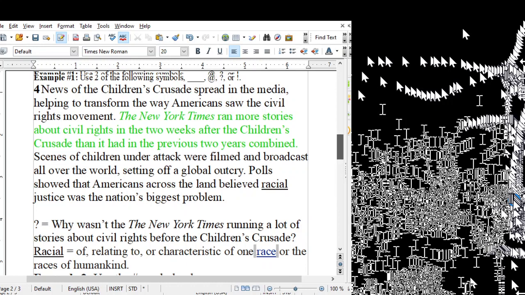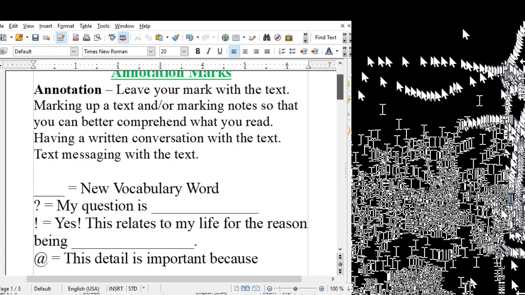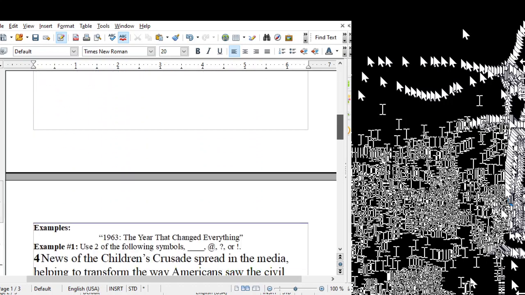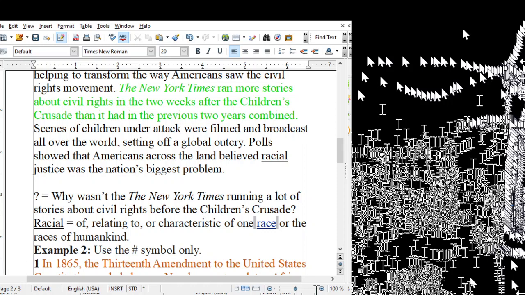You got to give me notes because remember, that's what annotation is. Annotation is marking up a text or marking notes so that you can better comprehend what you read. Having a written conversation with the text. I had a written conversation with the text. I put the symbol and then I typed what my question was. It's not enough for you just to have the symbol. It's not enough for you to underline a word that is unfamiliar to you and not put the definition. So this is what I'm expecting. Now here's example number 2.